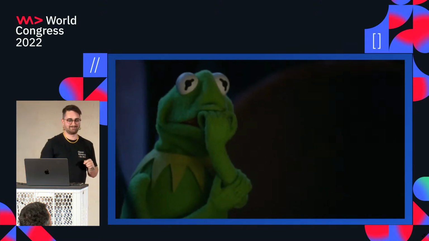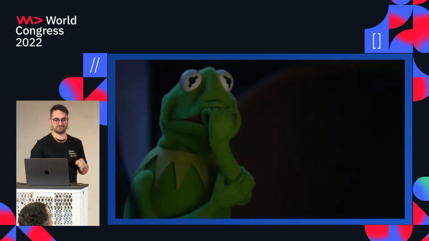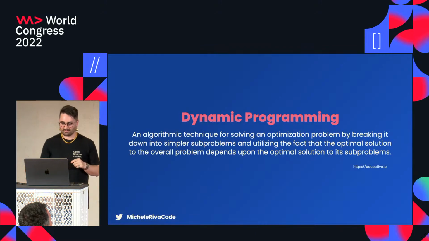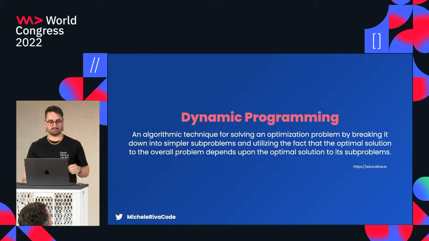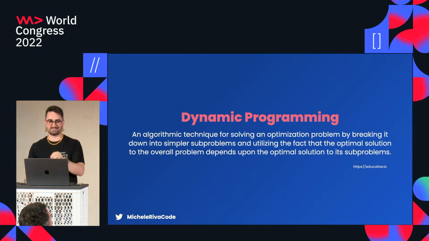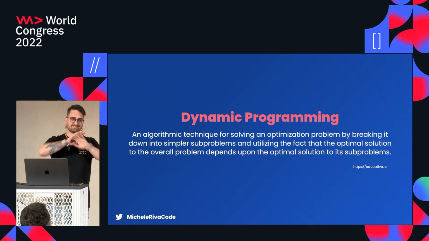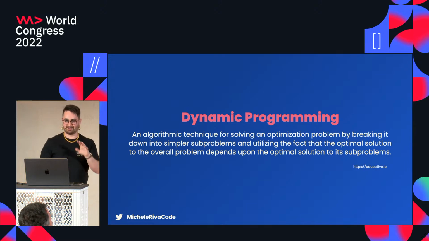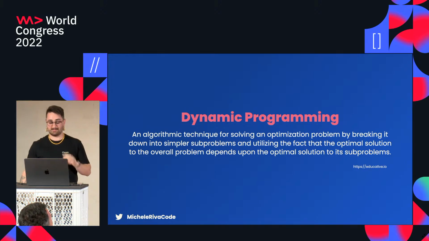This is going to be scary, right? We have to introduce dynamic programming. So what is dynamic programming? Educative.io states that dynamic programming is an algorithmic technique for solving an optimization problem by breaking it down into simpler subproblems and utilizing the fact that the optimal solution to the overall problem depends upon the optimal solution to its subproblems, which looks so messy, right? And we are not even close to what is coming next.